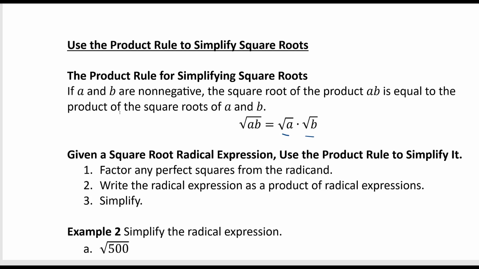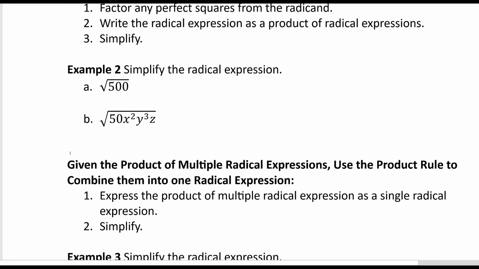So given a square root radical expression, use the product rule to simplify it. These are the steps. Factor any perfect squares from the radicand, write the radical expression as a product of radical expressions, and then simplify. So on to our next example. Square root of 500, I would write that as the square root of 5 times 100. So the square root of 5 times the square root of 100, and 100 is a perfect square, so it's going to be 10 times the square root of 5. Perfect square means something times itself.